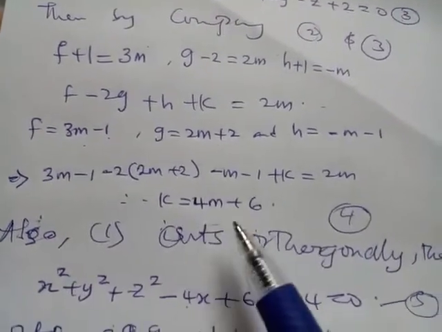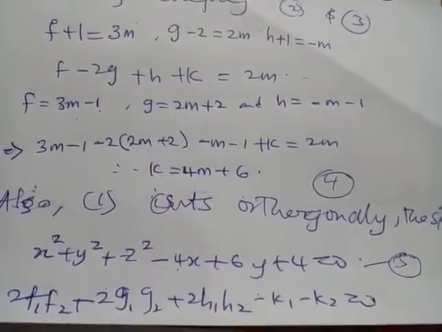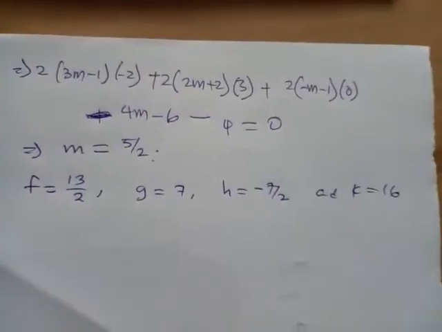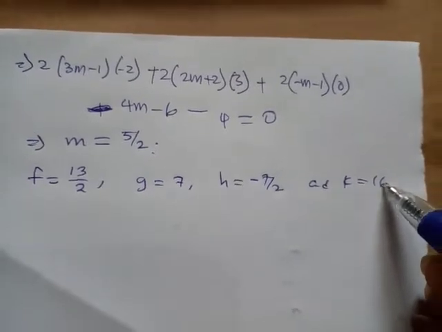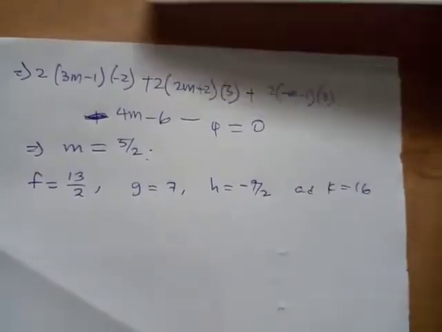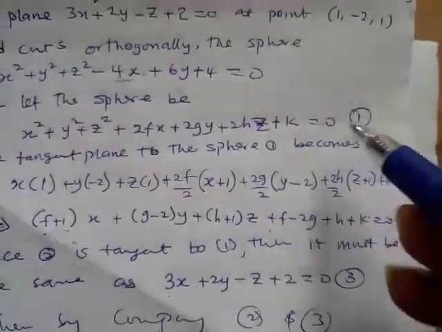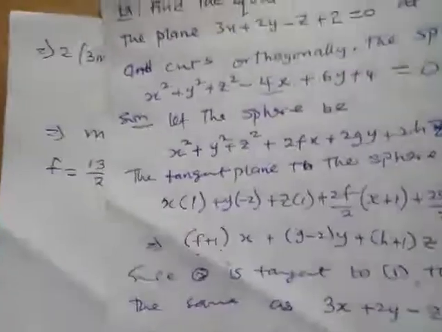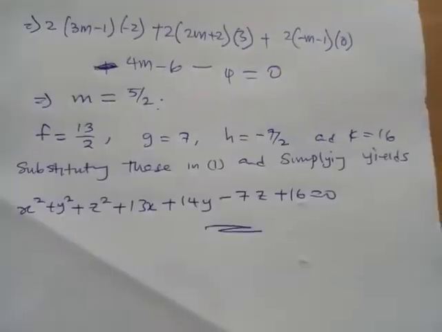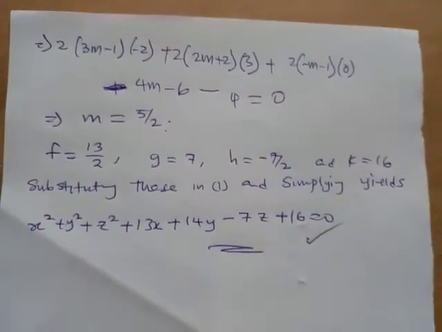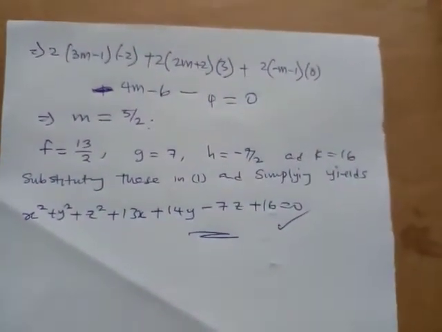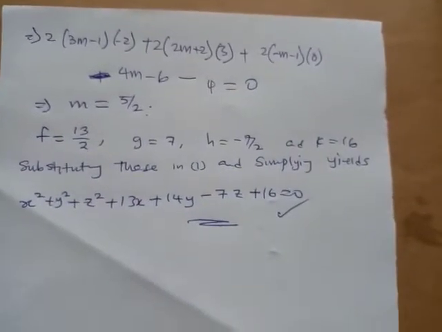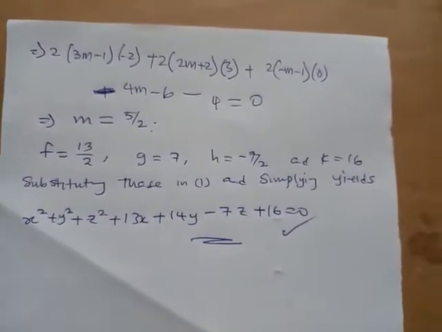When we substitute 5 over 2 and we simplify, we are going to get all this. So we have found the value of f, g, h, and k. We can now substitute it here. And when we substitute and simplify, the required sphere will become this. So that is the required equation of sphere. Let's take another example, but this one is relating to a line. It's not a sphere. This is very important.